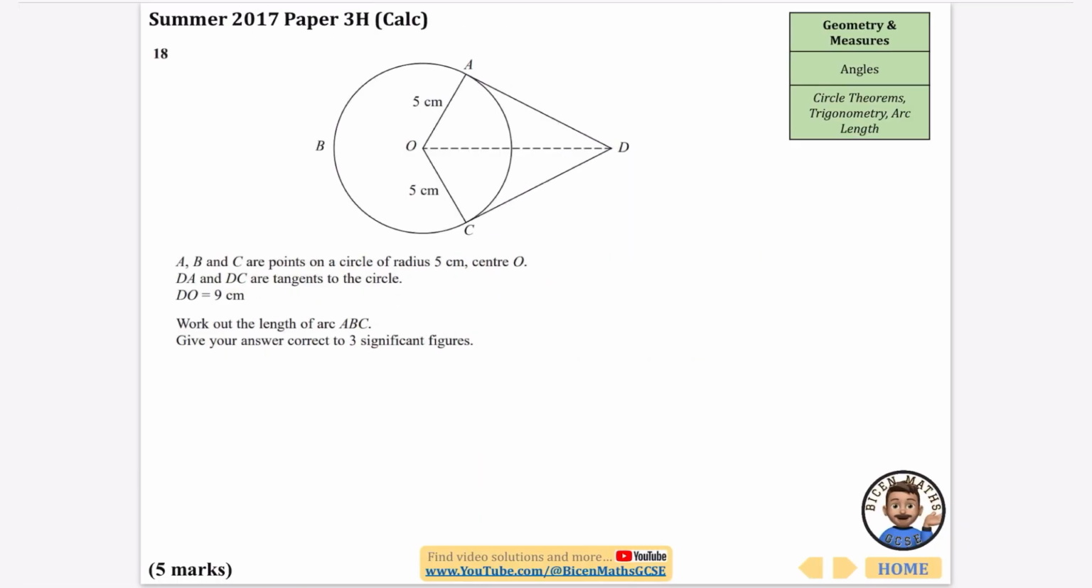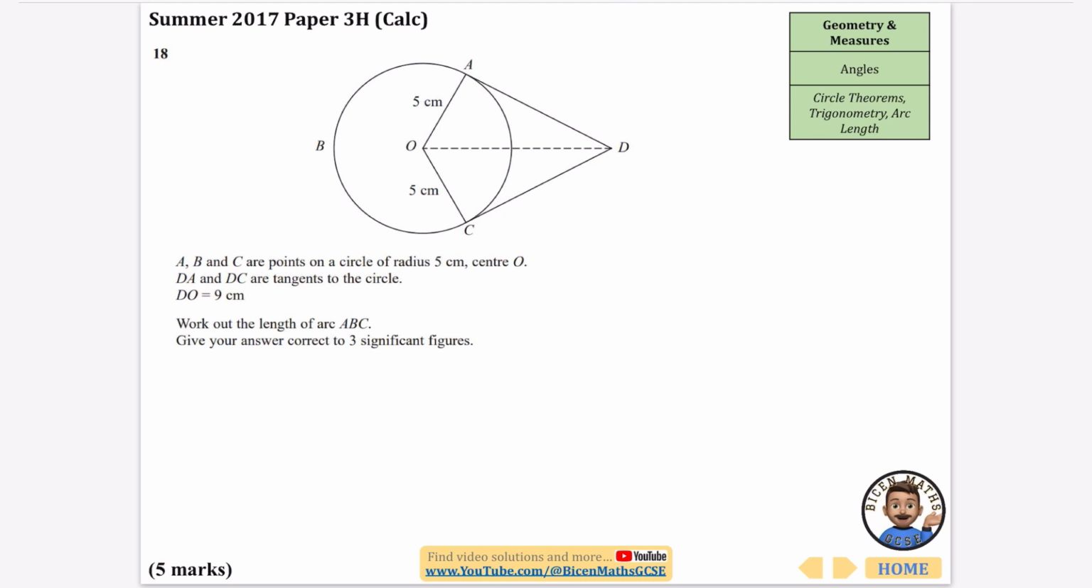Okay, and then we've got this one here that kind of pulls in some other things. You'll notice up here I've added some extra stuff. It's including trigonometry and it's including arc length. So it says ABC are points in a circle of radius 5 centimeters and center O. Great, I can see that. DA and DC are tangents to the circle.